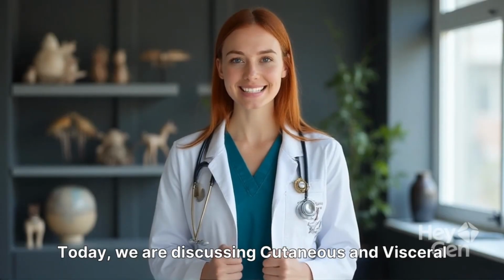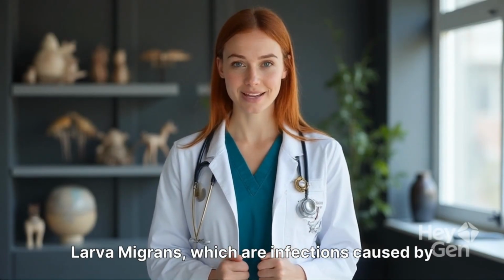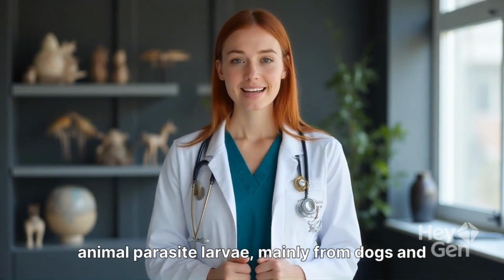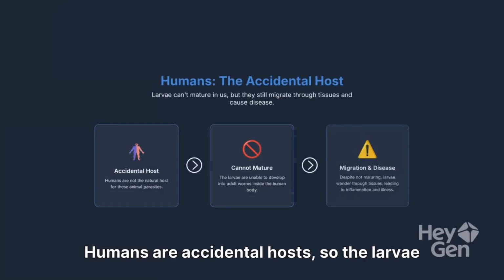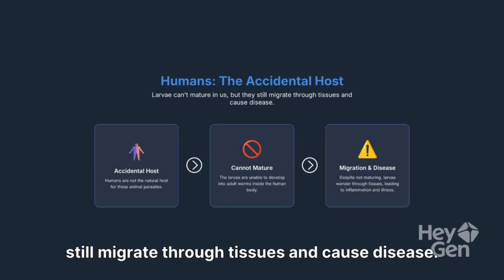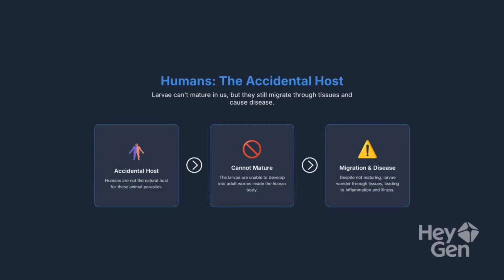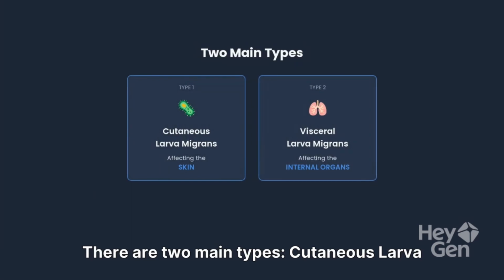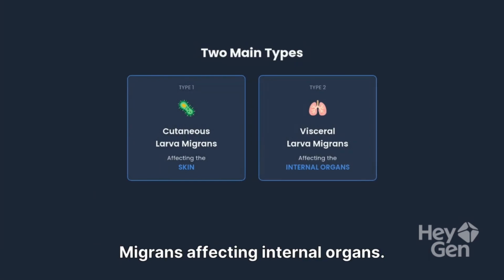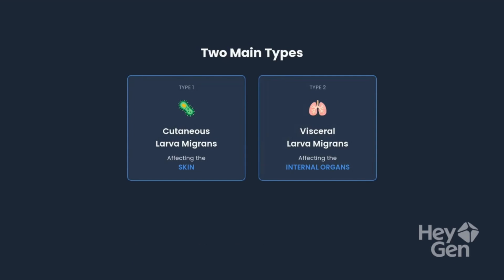Today, we're discussing cutaneous and visceral larva migrans, which are infections caused by animal parasite larvae, mainly from dogs and cats. Humans are accidental hosts, so the larvae cannot mature in us, but they can still migrate through tissues and cause disease. There are two main types: cutaneous larva migrans affecting the skin and visceral larva migrans affecting internal organs.